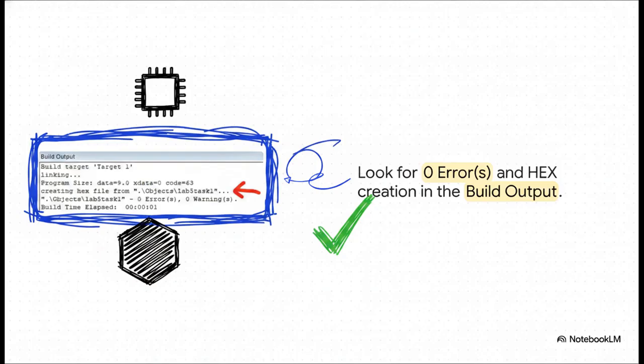Down in the Build Output window at the bottom of your Keil interface, you are looking for this lovely success message. It'll explicitly say creating hex file, and fingers crossed, it ends with 0 errors. This is your confirmation that the software side of your bridge has been built flawlessly.